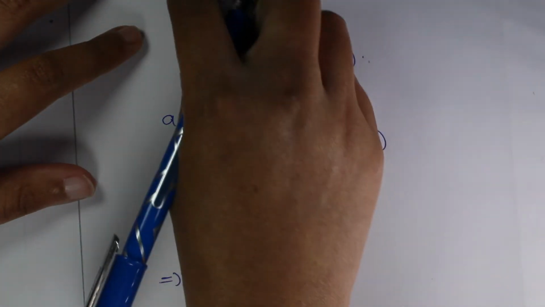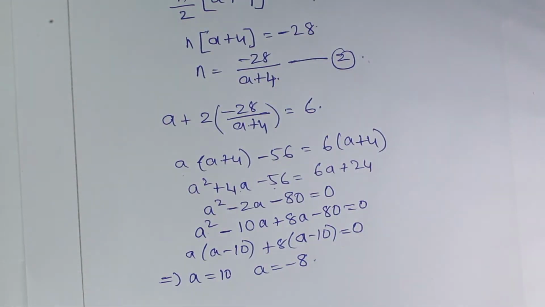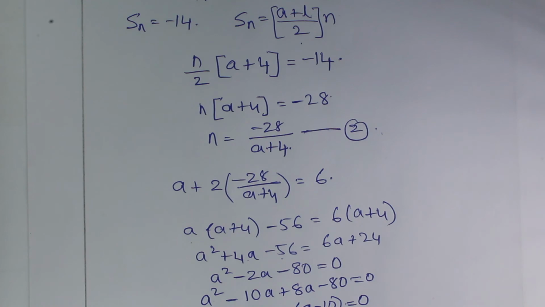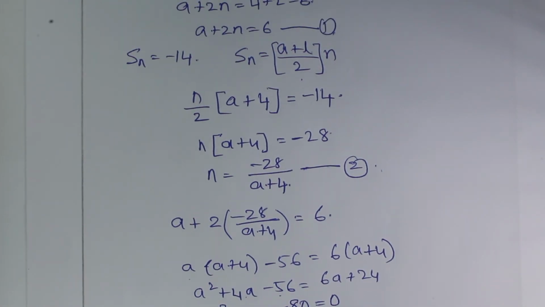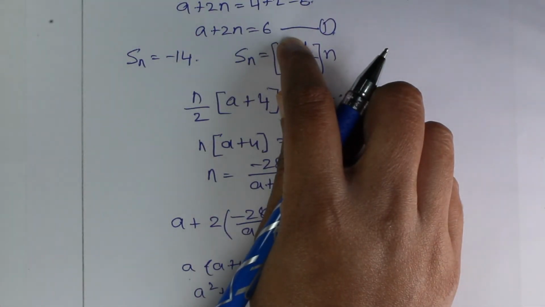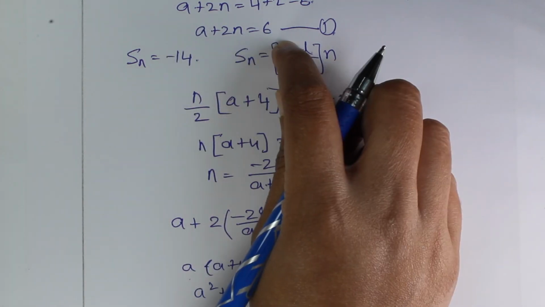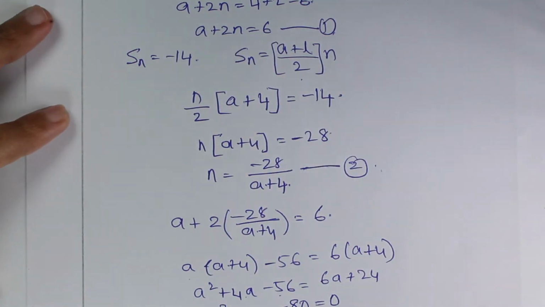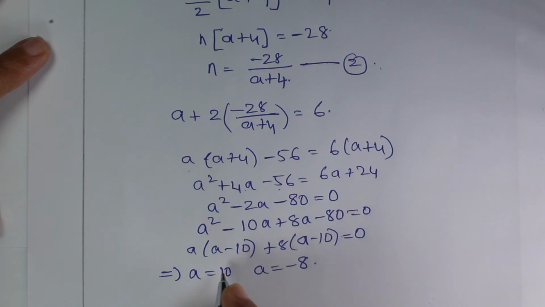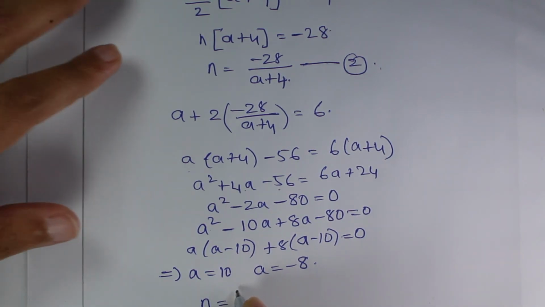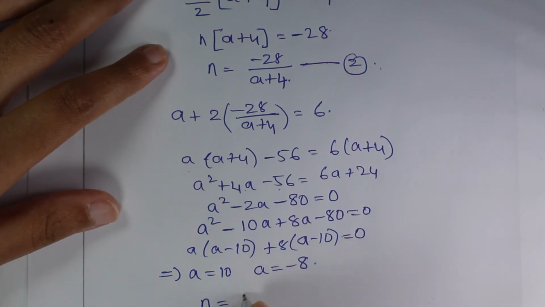Now what will be the value of n from equation 1? We know equation 1 is a plus 2n is equal to 6, right? The equation 1 is a plus 2n is equal to 6. So n becomes (6 minus a) by 2.